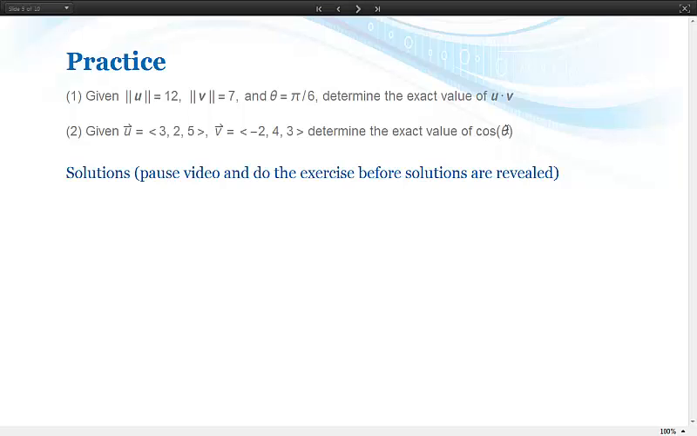It won't be possible to get the exact value of the angle, but by the way the formula is set up, you can get the exact value of the cosine. So please work these problems. Pause the video now, do the exercises, and then we'll compare our solutions.